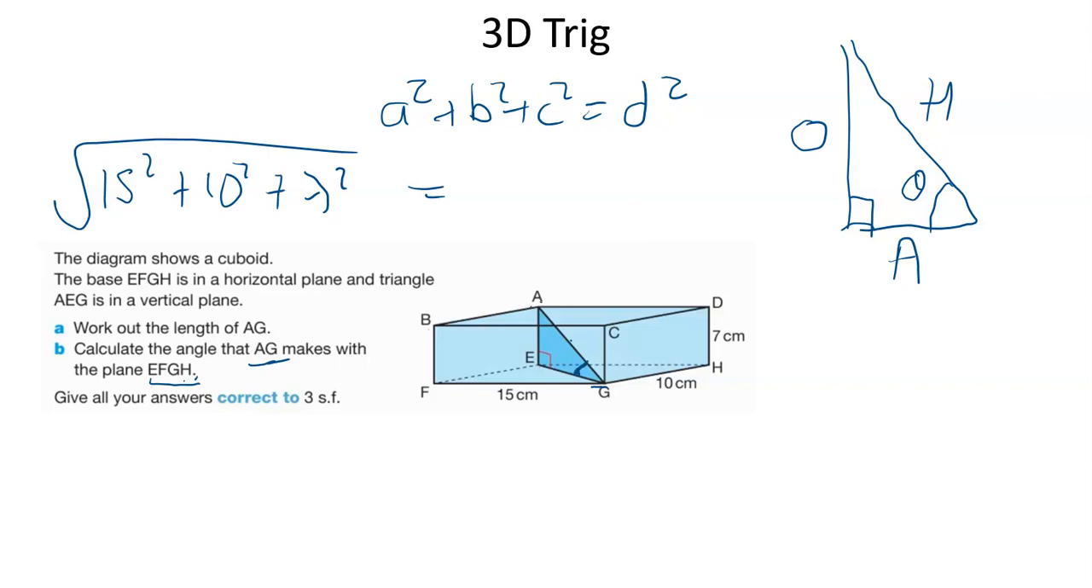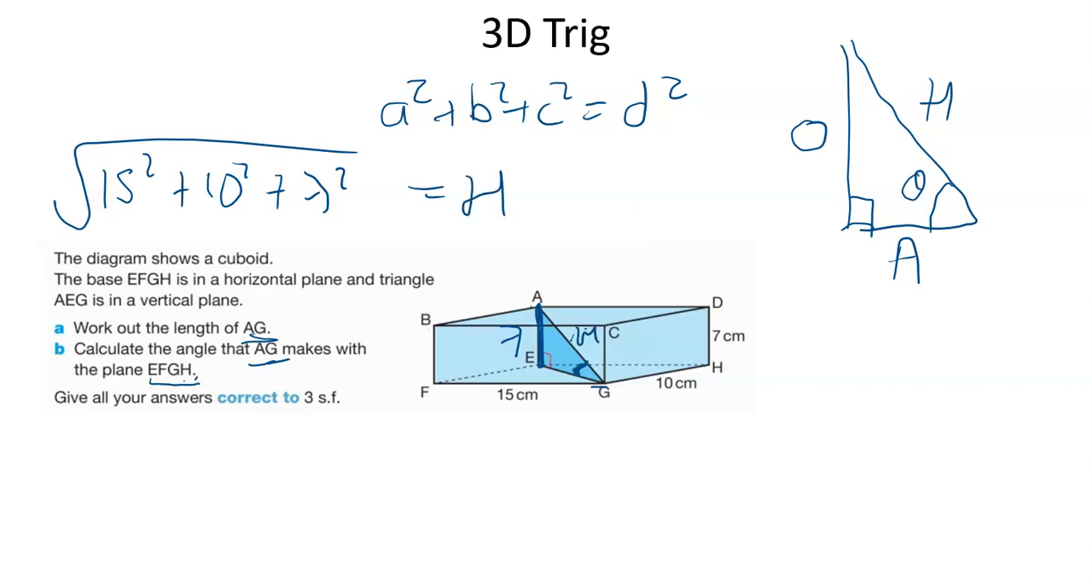Most of the difficulty with these questions is working out where you are actually wanting to work something out and what sides are involved. Then the actual maths is fine. So now here's our triangle. It's just a right angle triangle. We know this side is 7. You can either use the AG that you just worked out. That makes sense. We've just got it. So whatever that is, I'm just going to call that H for hypotenuse.